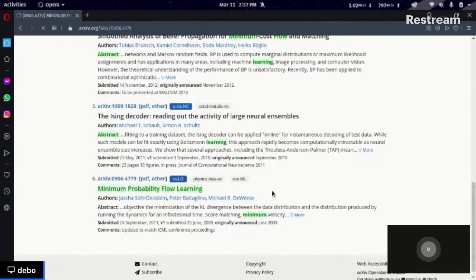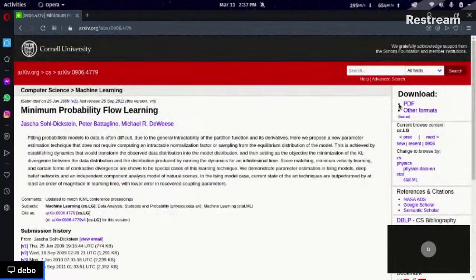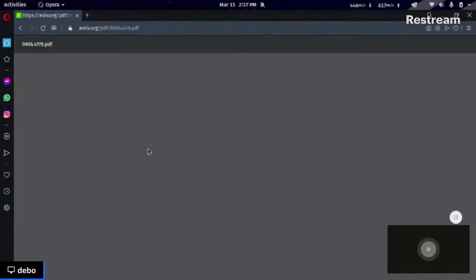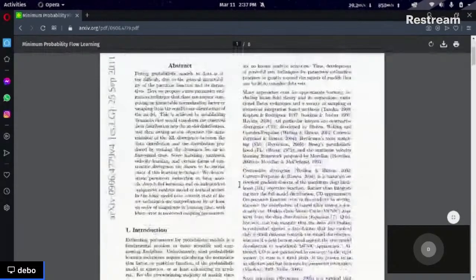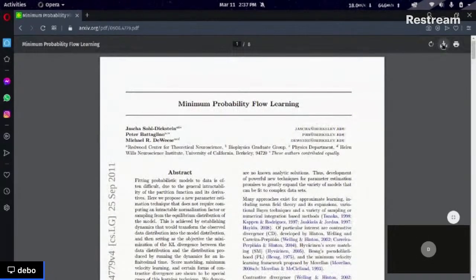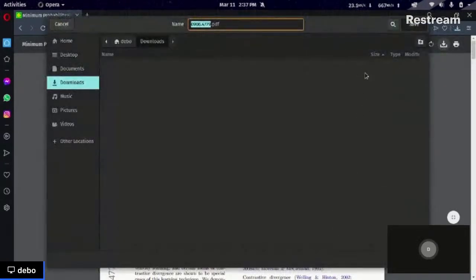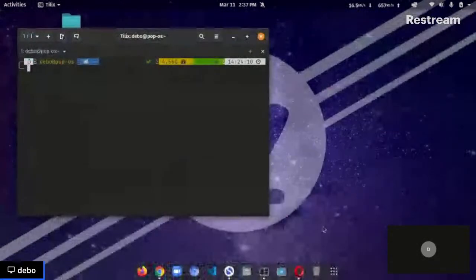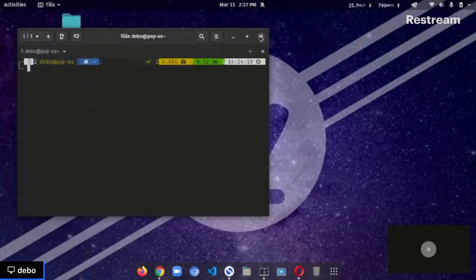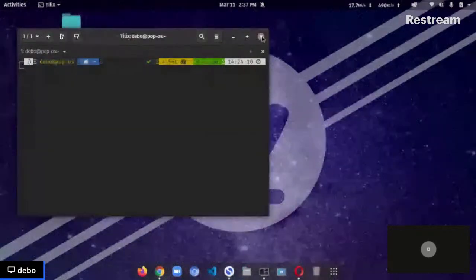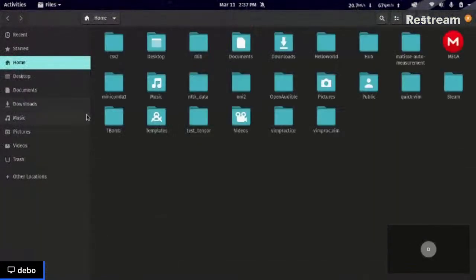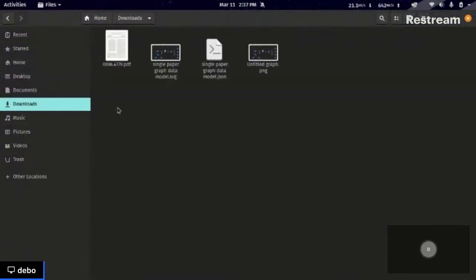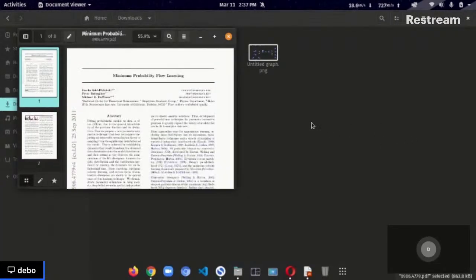Okay, first let's see what the license of this paper is. Okay, now it says PDF. I will download it. I downloaded it, and it's in my download section. Yeah, it is downloaded. And from here I am just opening the paper.